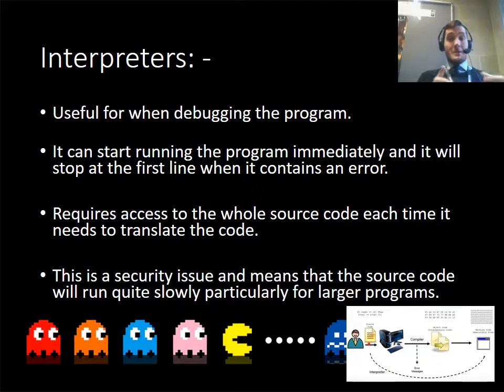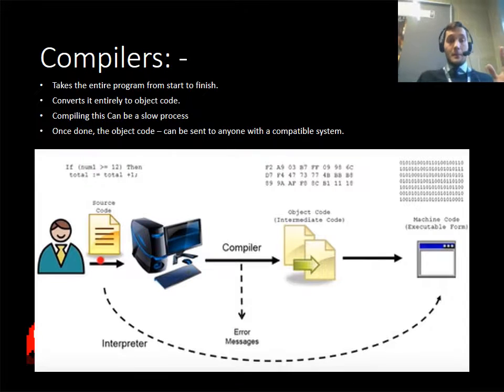But this requires the whole source code each time it needs to run. So you need to make sure you've still got the original source code in order for it to work, all right? This can be a bit of a problem because it means that the program can run quite slowly. So if you've got a really long program, doing this process each time, interpreting it is going to take a lot of time.